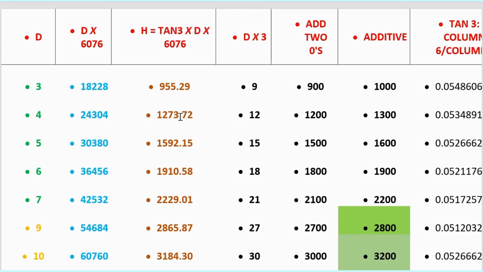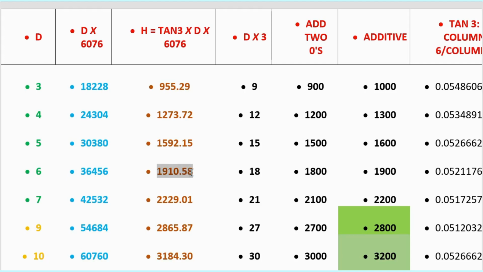Now if you do the same, 4 times 3, you're going to get 12. Add 2 zeros, it gives you 1,200. Now if you look at this figure here, it is 1273. To the nearest 100 is going to give you 1,300. You can clearly see that if I just add 100 feet to this, I'm going to get this figure here. This figure here will be the same as this figure here. You can appreciate that. Similarly, the same thing for this figure here, for example for 5 miles, to the nearest 100 is going to give 1,600. So now you can clearly see that we are breaking down our workload.